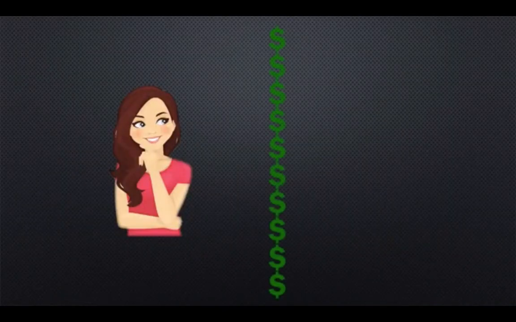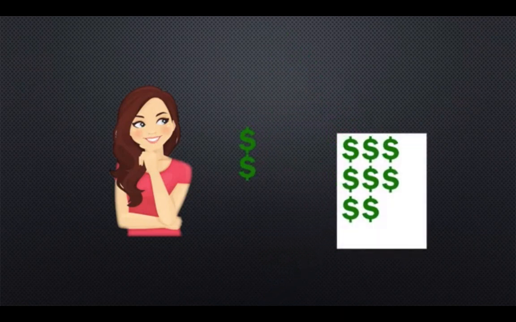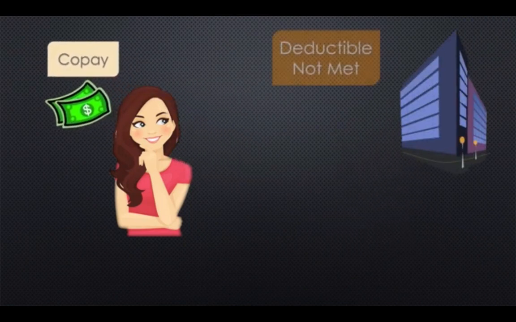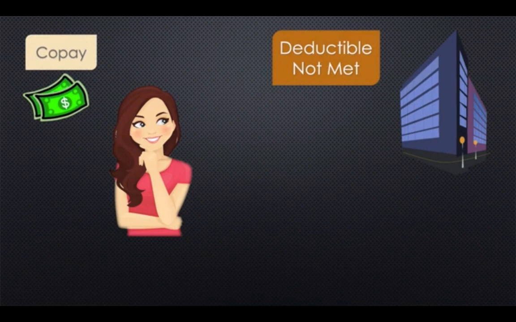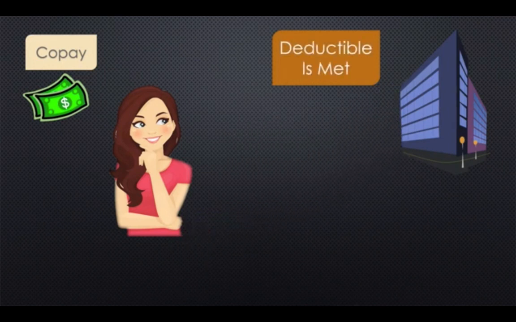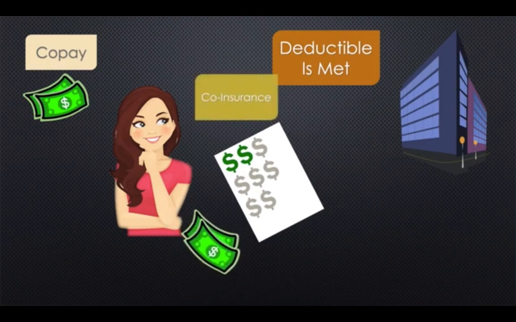So let's look at an example. A patient comes into your practice and they have a $20 copay, and let's say you bill a $100 service fee. They will pay their $20 copay at the time of service and you will submit the claim to insurance. If the deductible is not met, the insurance will kick back the allowed amount for that service fee to the patient for the patient to pay directly to the practice. If the deductible is met, then that is when coinsurance comes into play and the patient will pay 20% of that allowed amount for that service charge.